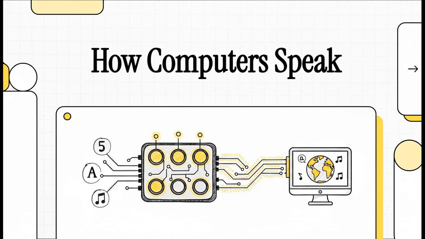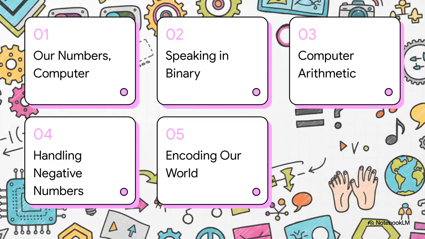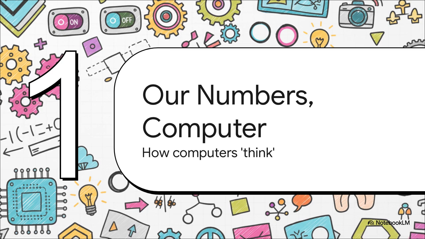Well, let's find out. So here's the roadmap for our journey today. First, we're going to look at the huge difference between our numbers and the computer's switches. Then we'll actually learn to speak its native language, binary. After that, we'll see how it does math, tackle the really tricky idea of negative numbers, and finally, we'll see how it encodes our entire world. Okay, let's dive right in.